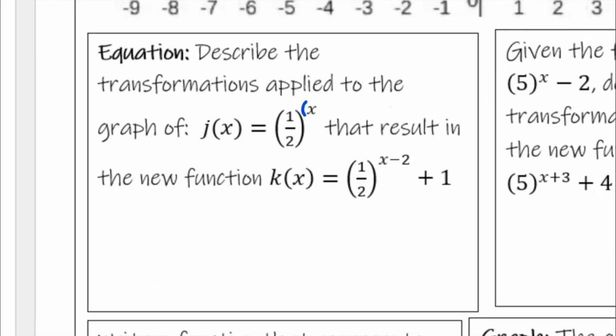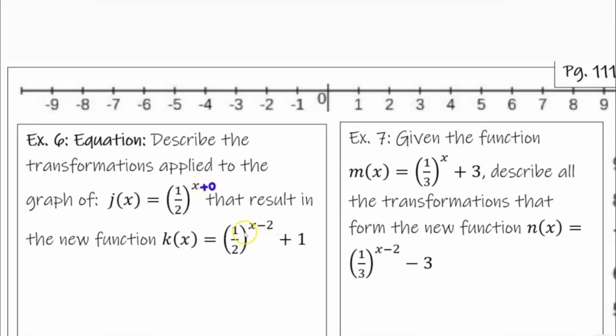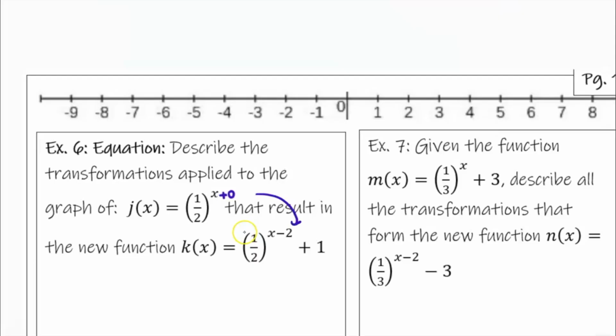Remember, for transformations, wherever the x is, that's the inside. So they've changed something on the inside. They went from 0 to -2. So from +0 to -2 is going to have to be subtract 2. If I'm subtracting 2, it's x and opposite. So instead of subtracting 2 or moving to the left 2, I'm really going to move to the right 2.